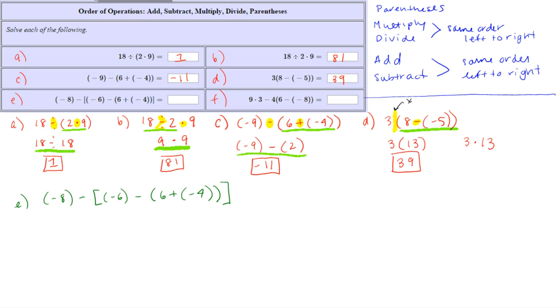Just start by going through from left to right and identifying the operations. So this is a negative 8, that's not a minus. This is subtraction, so it's negative 8 minus this expression in brackets. The brackets again, it's just another way of writing parentheses. We usually write them when there's a lot of parentheses on the inside because we want to make sure we can line up our corresponding parentheses.